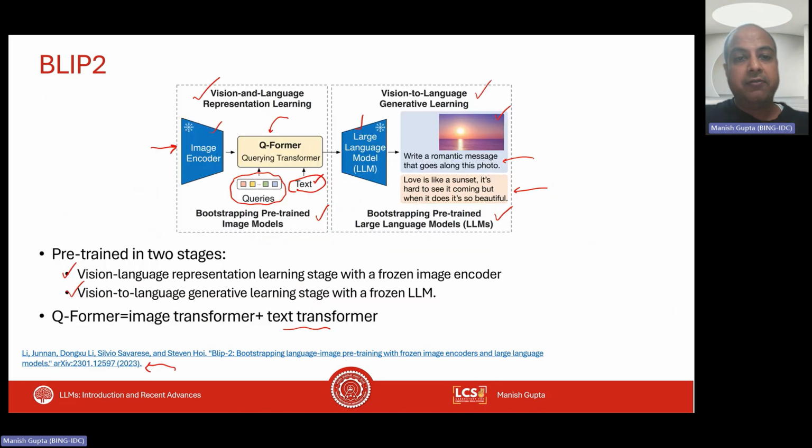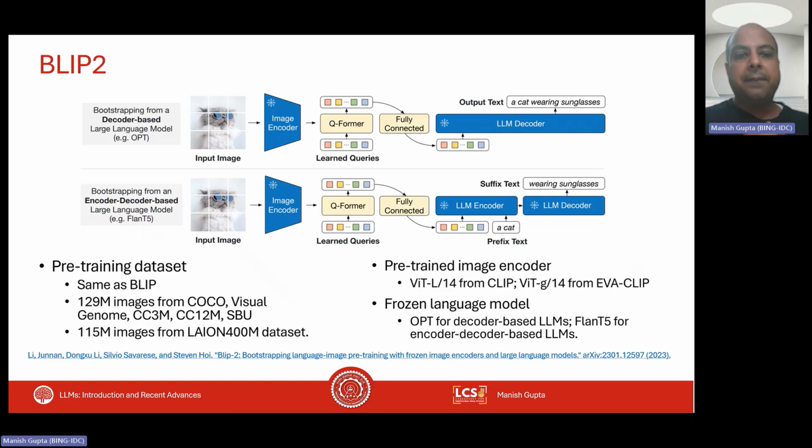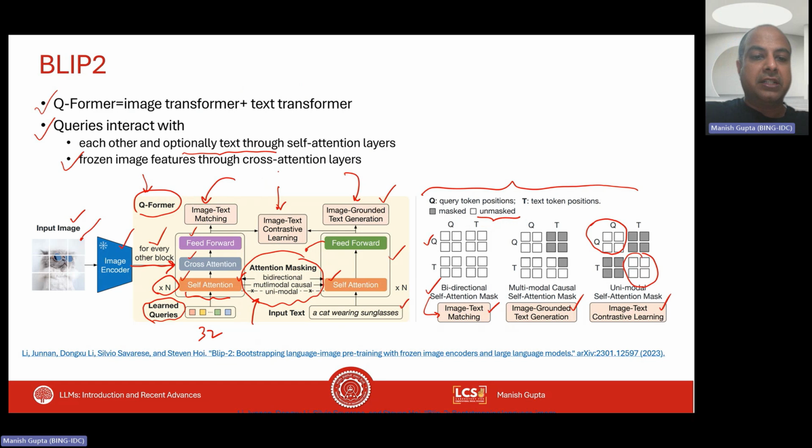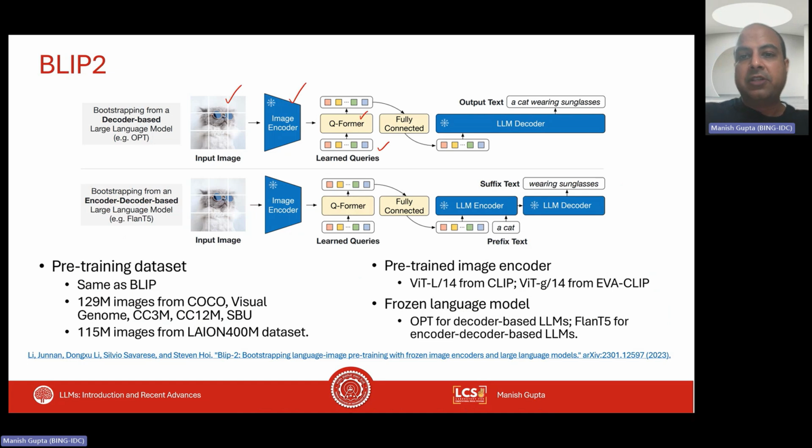Of course, that's the first phase of training where you just train the Q-former weights with a frozen image encoder. And the second phase, you do the large language model pre-training. Now, how do you use this? You take the input image, pass it through the image encoder, you have the latent learned queries, you pass through the Q-former. By the way, the Q-former does not output text tokens at all. It just outputs these learned queries, which get passed to the LLM decoder. In their case, they use the OPT model for decoder-based LLMs. So the way you would do this, you take the learned latent queries, connect via a fully connected layer, and give it as input to the LLM decoder.